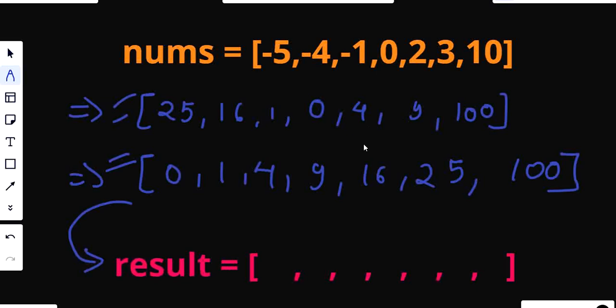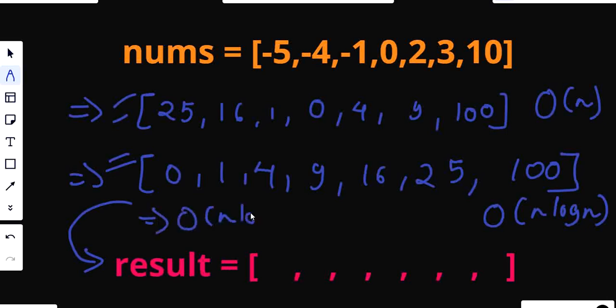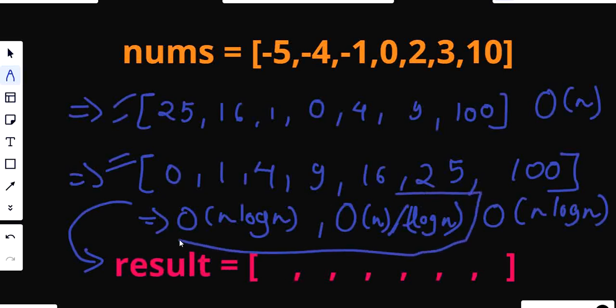The first time, when we were traversing this array and creating a squared array out of it, it will take big O of n time, and the second time, when we are sorting this whole array, it will take big O of n log n time. Overall time complexity will become big O of n log n, and space complexity will be big O of n or big O of log n, because this depends on the sorting mechanism and the programming language that we are working with. So this is the whole time and space complexity of the brute force approach.